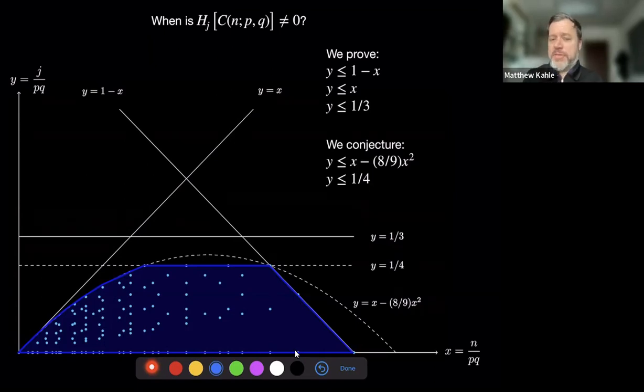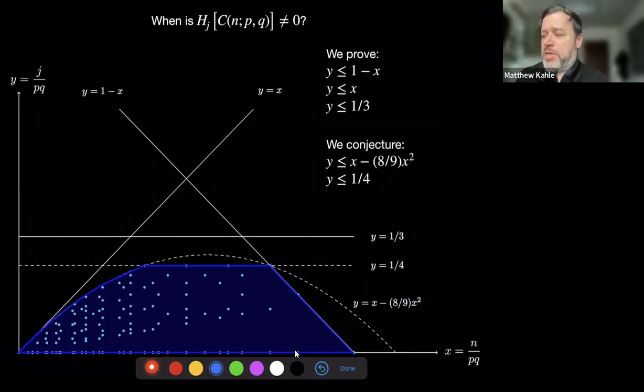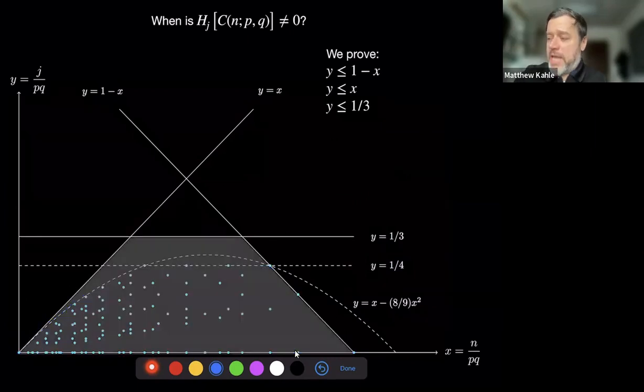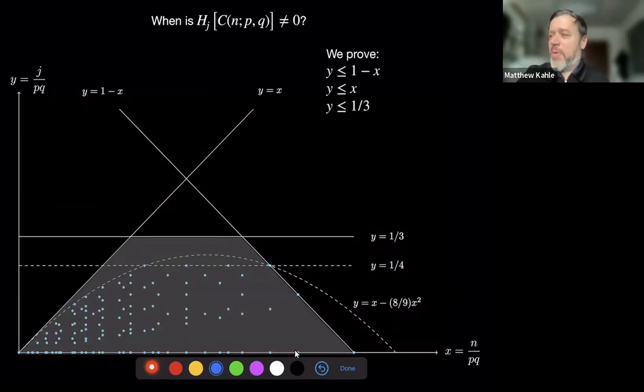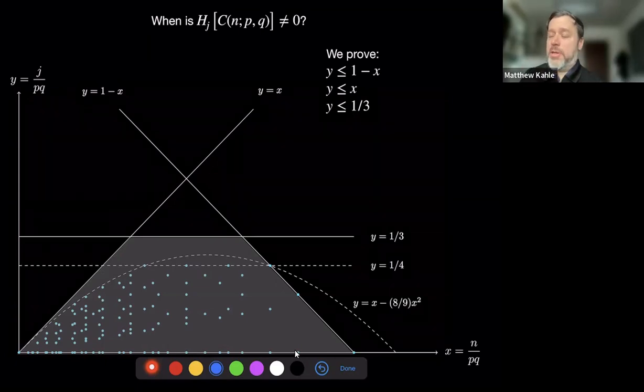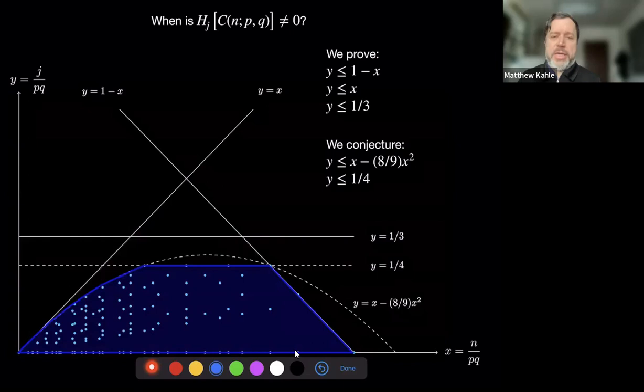So there really is tons of non-trivial homology there, but we still can't quite prove that there's no non-trivial homology outside that region. One more time, what we can prove is that there's no non-trivial homology outside of this slightly bigger region, that trapezoid that's bounded by y less than or equal to 1 minus x, y less than or equal to x, and y less than or equal to 1/3. All the non-trivial homology is definitely contained in that region. But there's a little gap between what we know and what we expect.